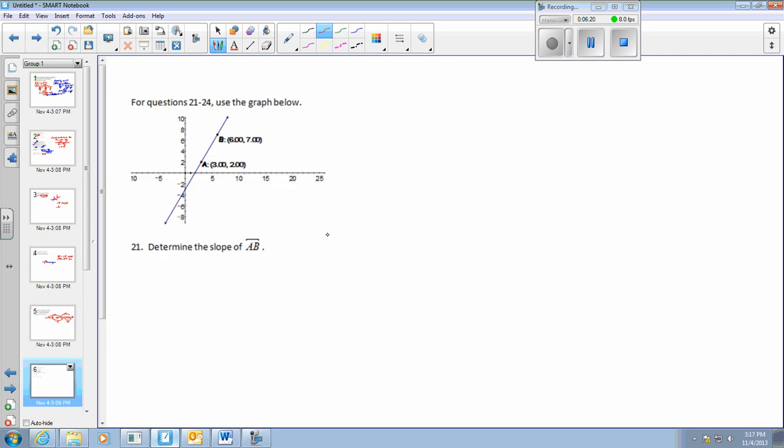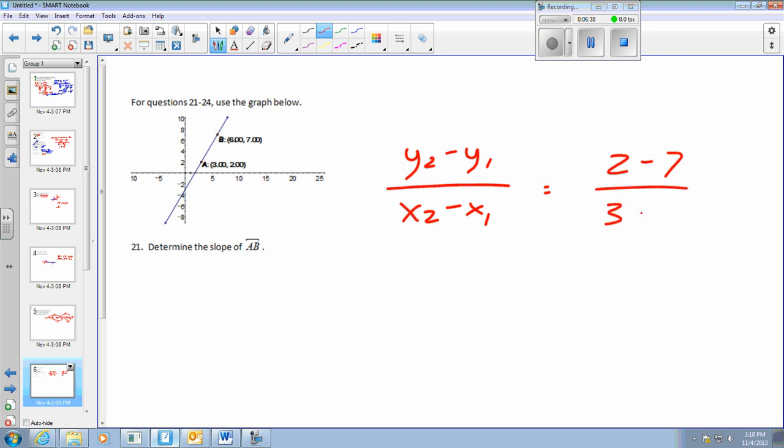For number 21, it says to find the slope between these 2 points. To do that, we're going to use our slope formula, y2 minus y1 over x2 minus x1. Let's plug in and get 2 minus 7 over 3 minus 6. Simplifying, I get negative 5 over negative 3. Negative over negative makes it positive 5/3.